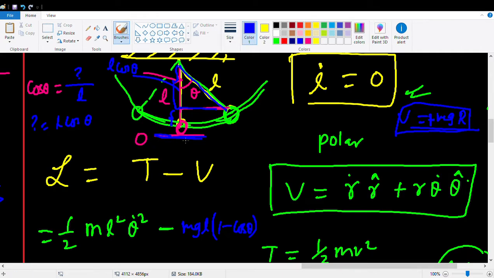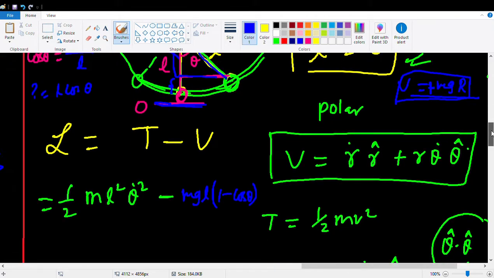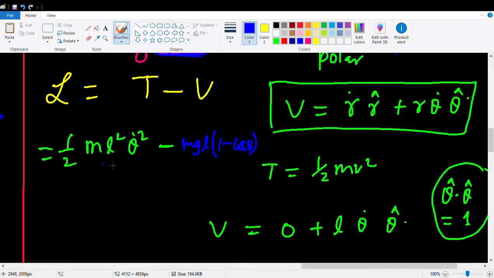My reference point is this one, and whatever goes upward, it will make positive. If you take the reference point from here and go down, you can use the negative sign. So it is a very trivial system. So my Lagrangian is this one.